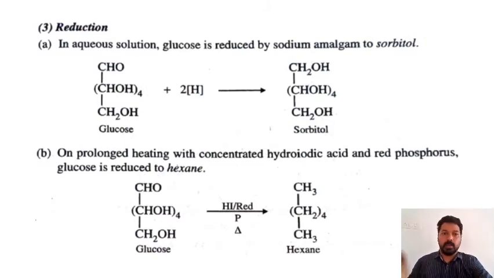These two reactions can be used to show that they are reducing sugars. Next, we can study that glucose can also be reduced, just as it can be oxidized. Glucose is reduced by sodium amalgam to sorbitol. Similarly, on prolonged heating of glucose with concentrated hydrogen iodide and red phosphorus, glucose is reduced to n-hexane. So these are the two important reactions of glucose: remember, in the same way glucose can be oxidized, it can be reduced using sodium amalgam or hydrogen iodide with red phosphorus.